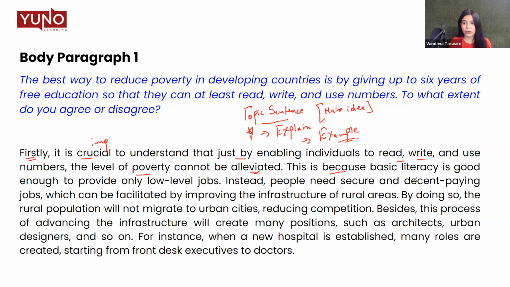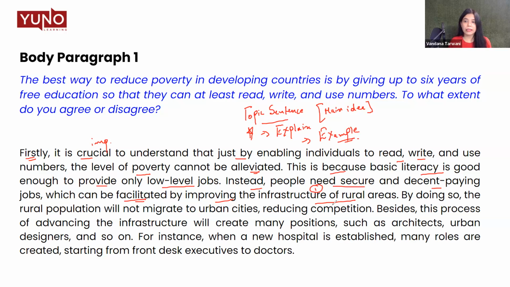We are saying this is because basic literacy is good enough to provide only low-level jobs. And now comes our solution. We are saying instead, people need secure and decent paying jobs, which can be facilitated. That means which can be made easier by improving the infrastructure of rural areas. So this is our solution number one, that if not basic literacy, then what exactly is going to help? This is going to help by improving the infrastructure of rural areas.